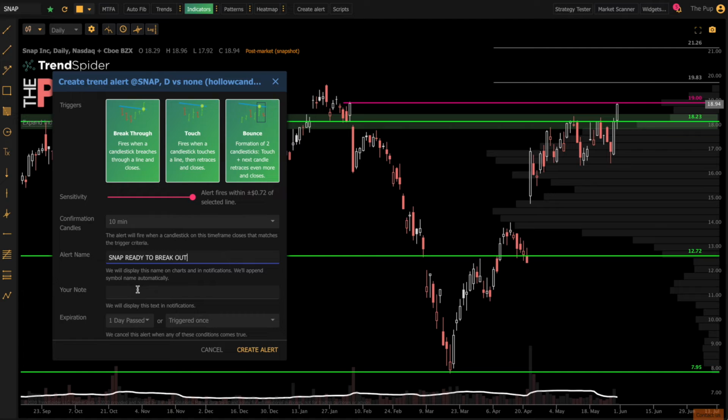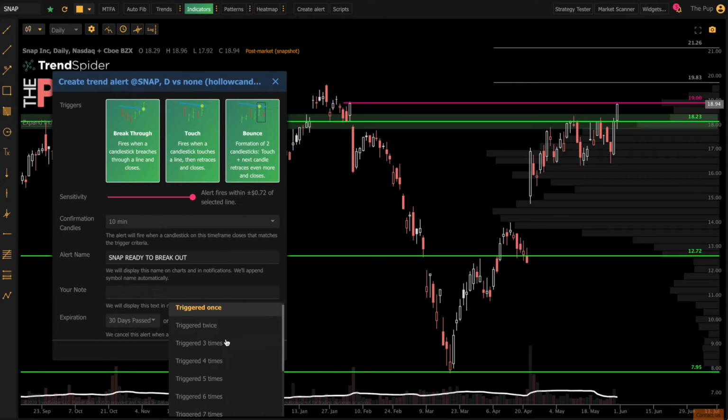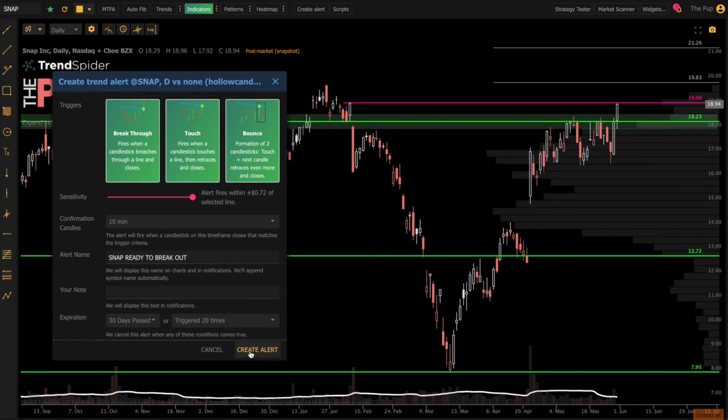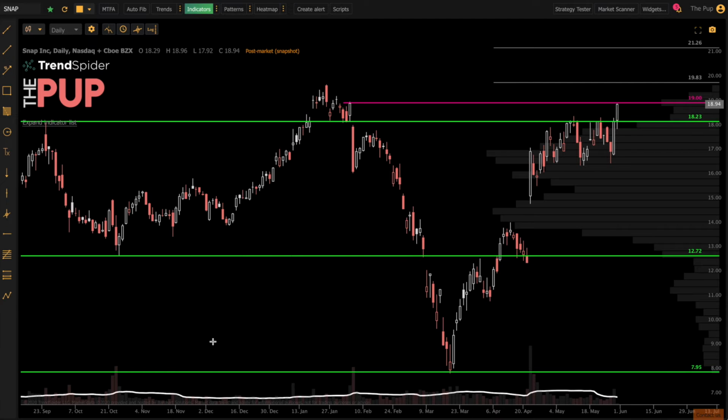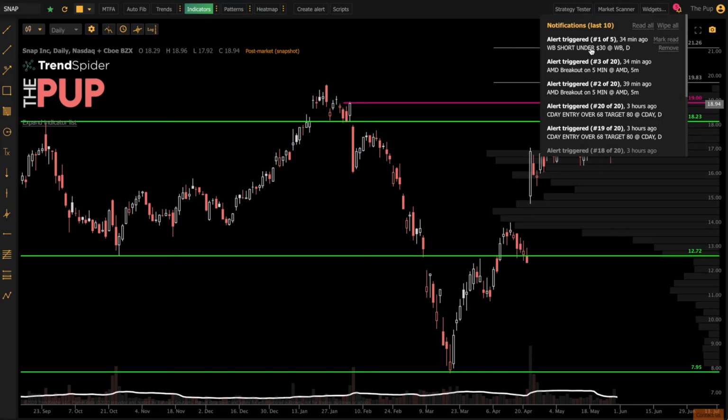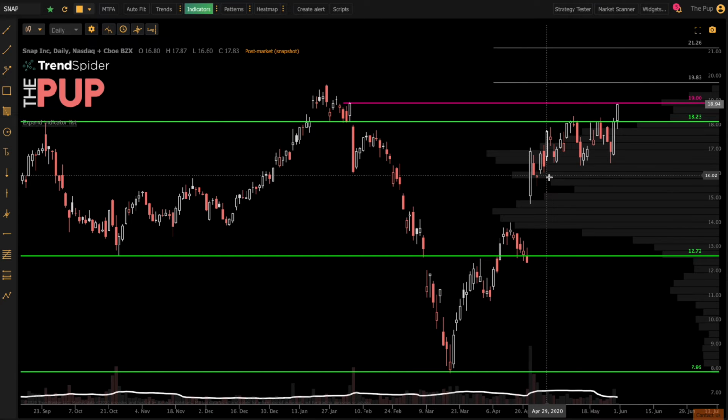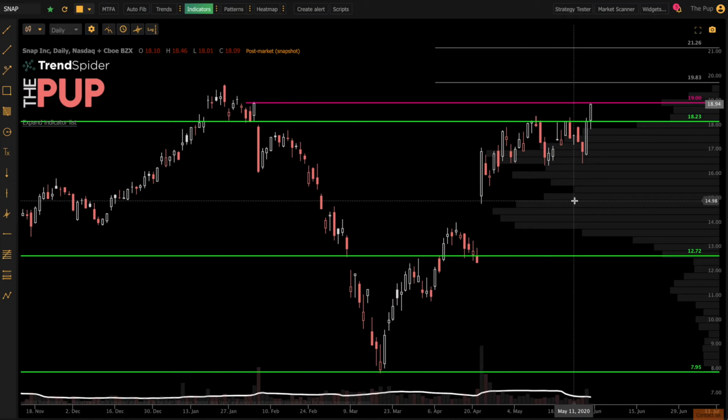And it's that simple. I'm not going to create the alert, but just to illustrate what you could do, you can have that alert last for 30 days. It could trigger 20 times, and then you create the alert, and then the alerts come over through the system and also to text message. So these are just some alerts that I got today. Sorry for the little segue, but I thought that was a good teachable moment.